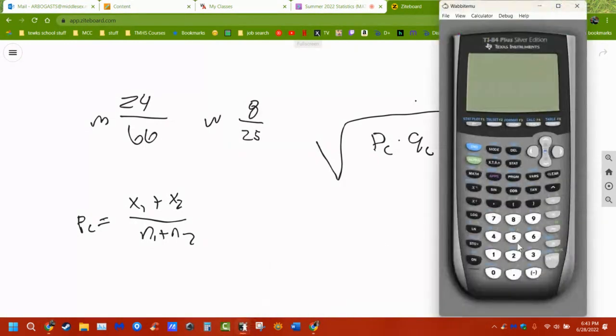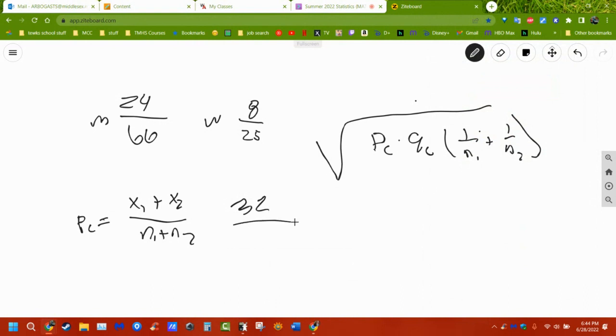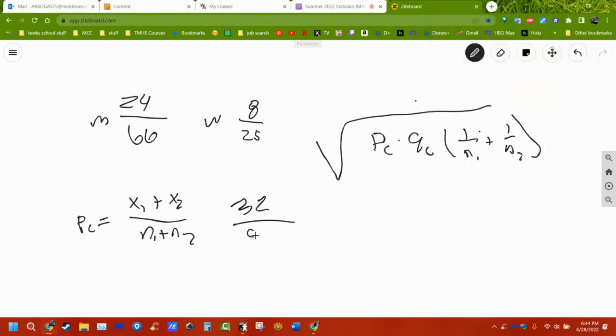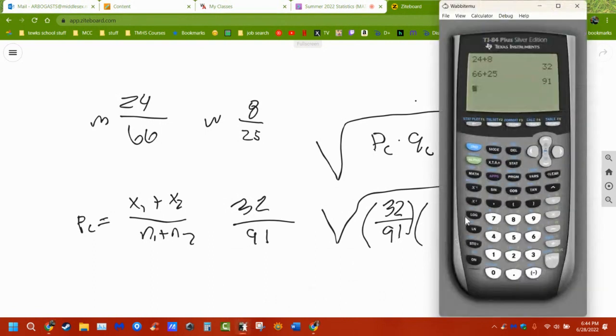So I have 24 plus 8. I get 32 over, and then 66 plus 25, 91. So that's this one. The Q, remember, is everything that's left. So if 32 people said yes, then the rest of them said no. I can just subtract off. I get 91 minus 32. I get 59.